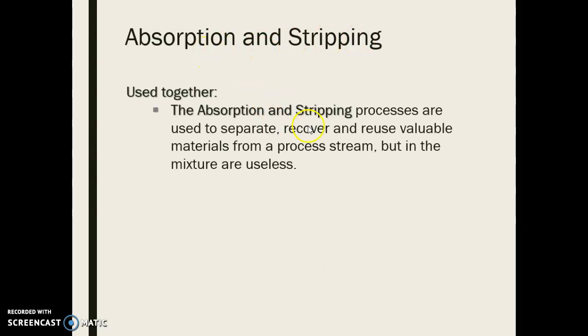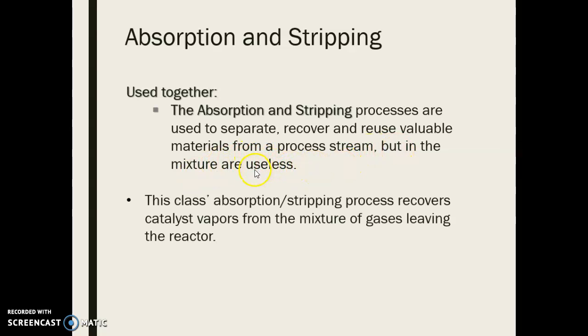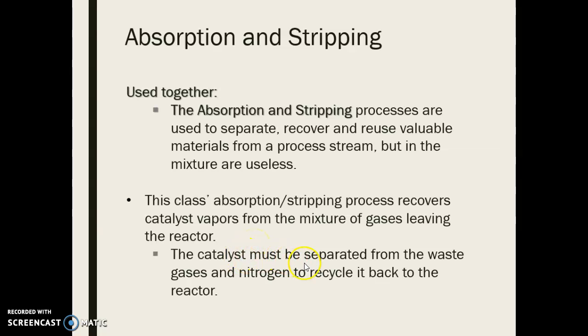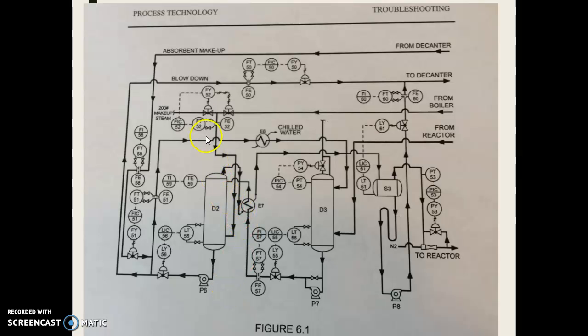Okay, so when you use these two together, they're used very efficiently to separate, recover, and reuse valuable materials from a process stream. But if they were left in the mixture, they're useless. That's what this is really all about. That's why we do absorption and stripping. So our absorption stripping process recovers the catalyst vapors from the mixture of the gases leaving the reactor. That's the whole goal of what we're doing here today. The catalyst must be separated from the waste gases and nitrogen to recycle it back to the reactor. Okay, this is from your picture in your book, Figure 6.1, page 6-23.